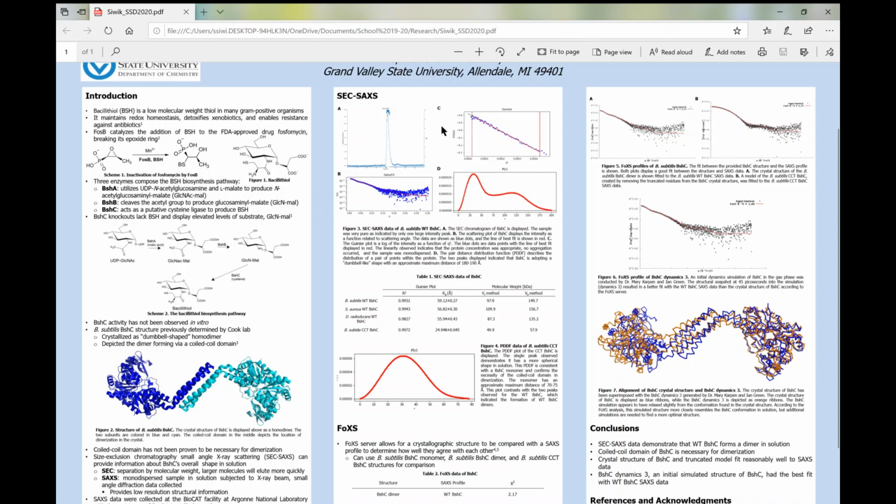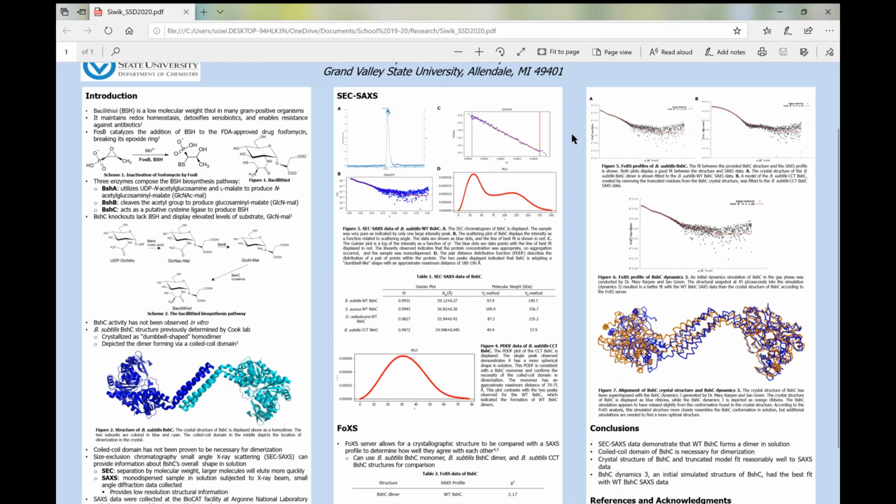So then these 2 plots over here, these are both mathematical manipulations of the scattering profile data. So this first plot, this is a Guinier plot, and this is the natural log of the intensity as a function of Q. And over here on the x-axis, we have Q squared. And with the Guinier plot, what we're really looking for is linearity. And we do indeed see quite good linearity with this B. subtilis wild type BshC.